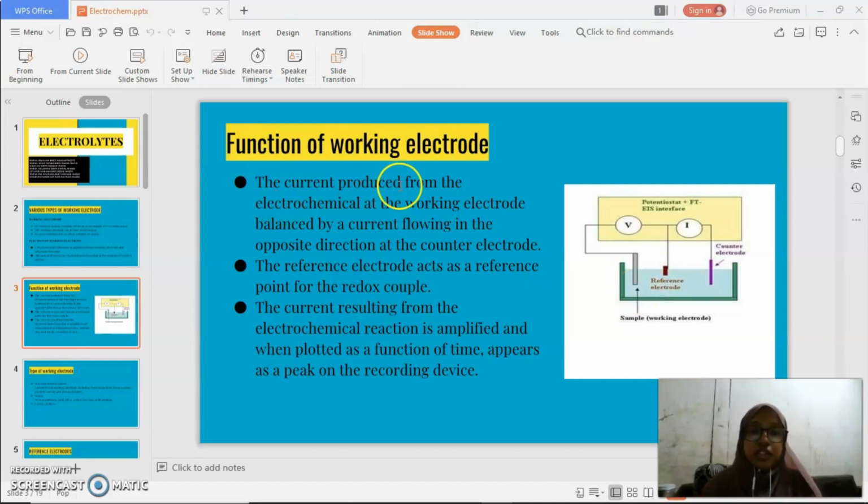So the current produced from the electrochemical reaction at the working electrode will be balanced by a current flowing in the opposite direction at the counter electrode. The reference electrode acts as a reference point, and the current resulting from the electrochemical reaction will be amplified and plotted as a function of time.